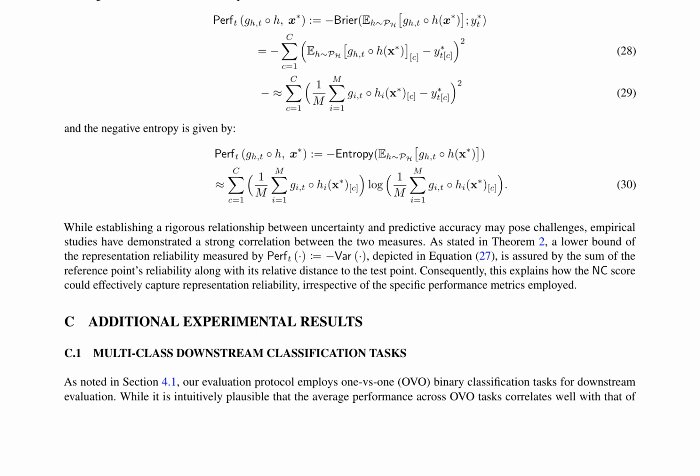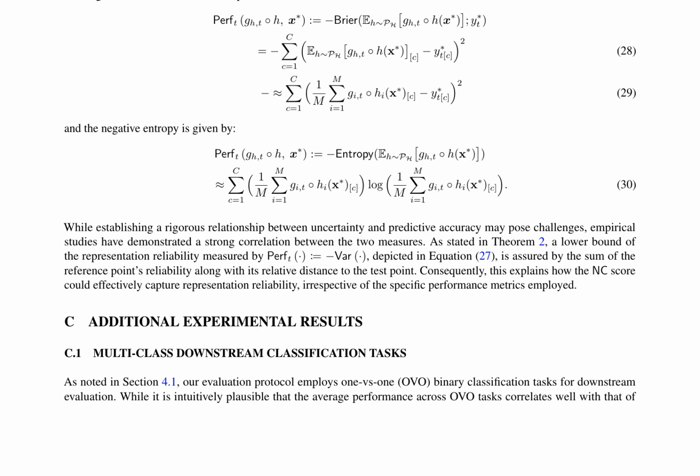Theorem 2 establishes a lower bound of the representation reliability measured by perf_T equals minus var, which is assured by the sum of the reference point's reliability along with its relative distance to the test point. This explains how the NC score could effectively capture representation reliability, irrespective of the specific performance metrics employed.